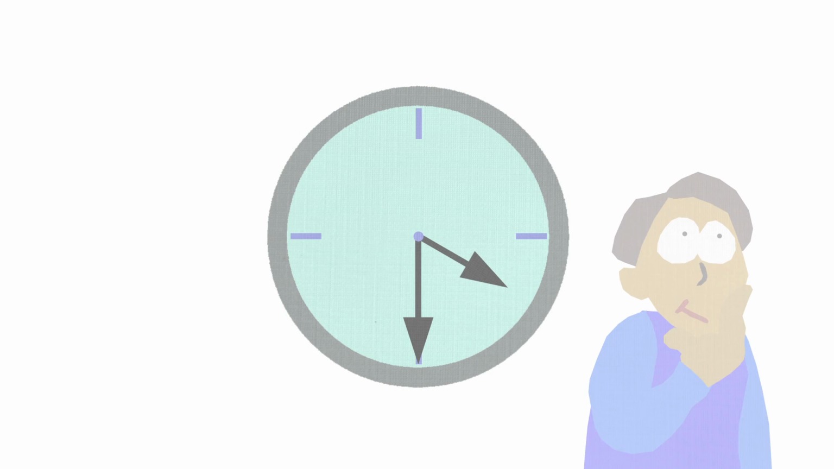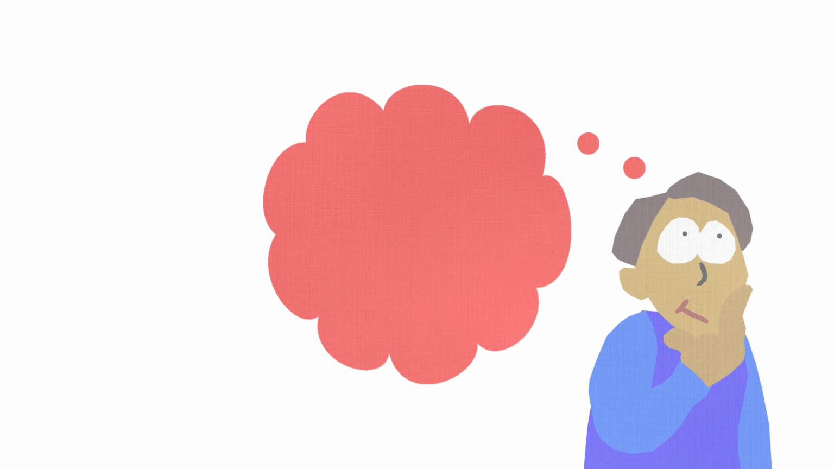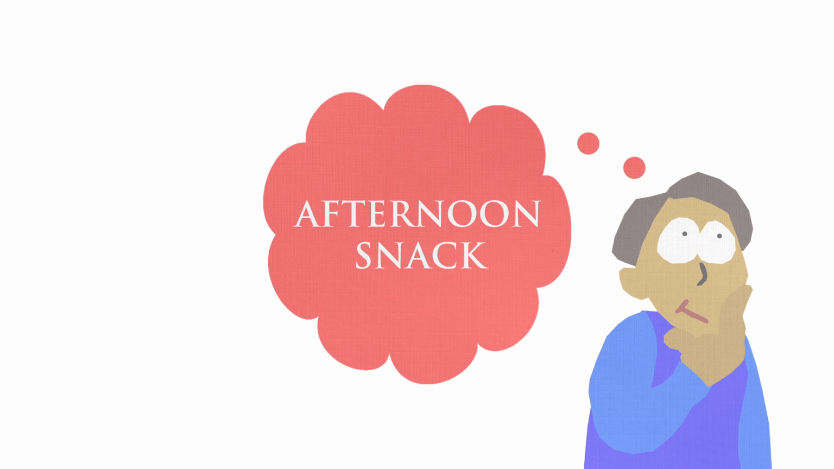Now, suppose I ask you what your favorite afternoon snack is. You think about it, your thoughts come together, and you say, well, I usually have an apple, or a candy bar, or a bag of chips. For each person, there is a different cognitive habit triggered by the phrase afternoon snack.